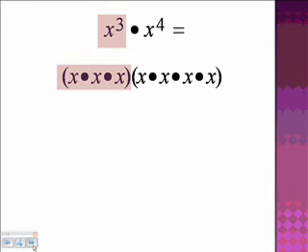X to the third, see how the colored boxes here match up, literally means x times x times x, doesn't it? Where x to the fourth literally means x times x times x times x, 4 of them. So if you physically counted them, you would have how many? 7, just like we said earlier. But this one isn't bad to write out all these x's for. But imagine if it was x to the 33rd and x to the 44th. You want to write all those out? I don't think so. So we need a rule that will help us with this.